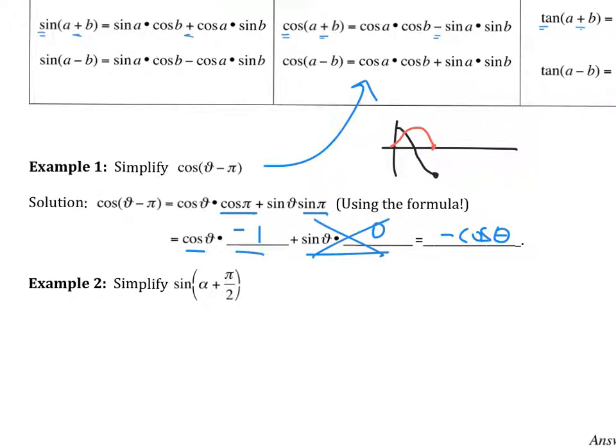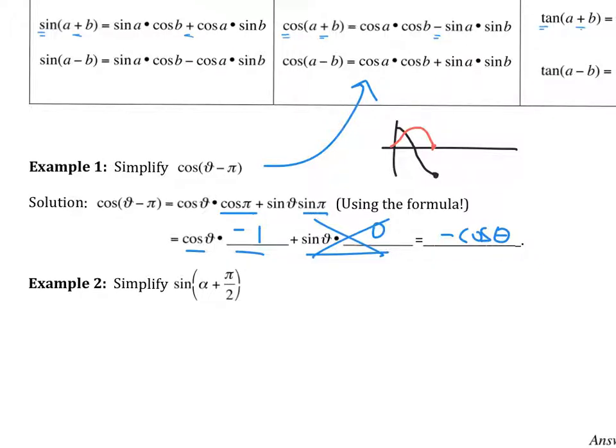So the idea is we are using our formula, expanding it out, then simplifying any of the parts that we're able to simplify. In this case, we were able to simplify the cosine pi and the sine pi, and then from there we simplify with the adding and subtracting.